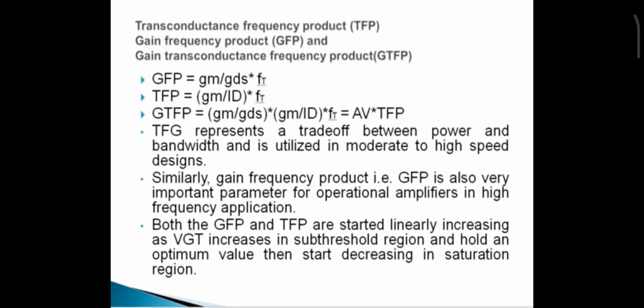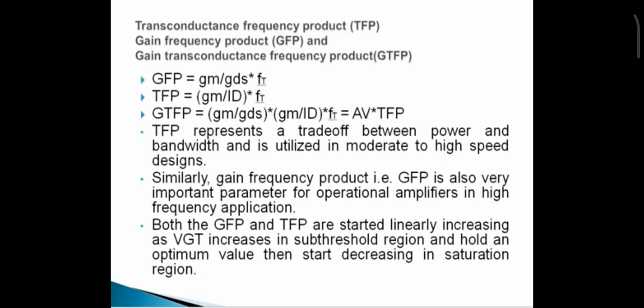Next are the RF parameters: transconductance frequency product, gain frequency product, and gain transconductance frequency product. First, gain frequency product is equal to Gm divided by GDS into the cutoff frequency. Transconductance frequency product is equal to Gm divided by ID, the drain current, into the cutoff frequency. Next, gain transconductance frequency product is equal to Gm divided by GDS into Gm divided by ID into FT. It is equal to intrinsic gain into transconductance frequency product.